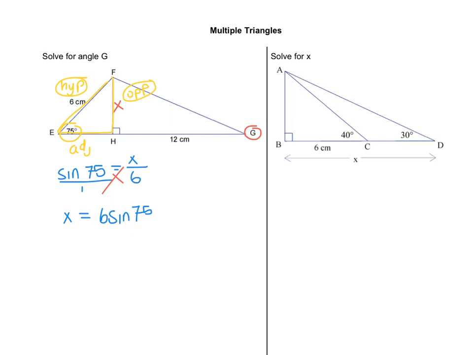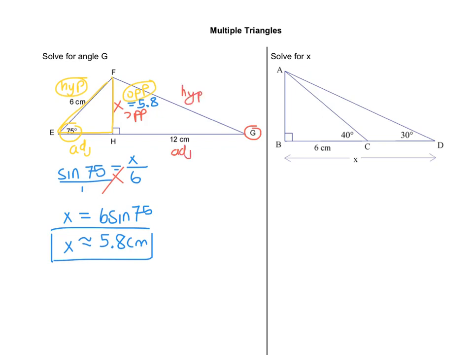And when you do that in your calculator, you will get approximately 5.8 centimeters. So I'll go ahead and label that side length. And now I can look at the triangle on the right, and I'm going to label that triangle using G as the reference. So the 5.8 is still opposite, the 12 is adjacent, and the blank side is hypotenuse.